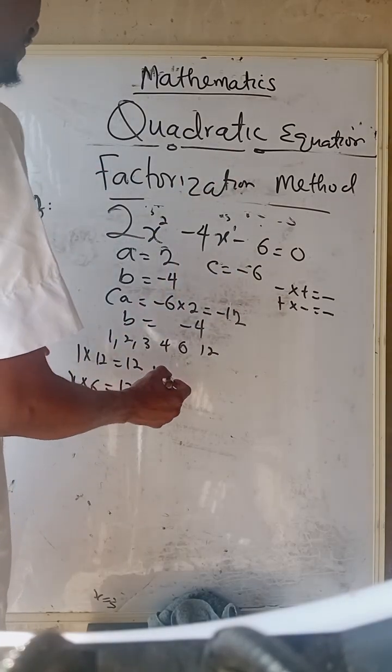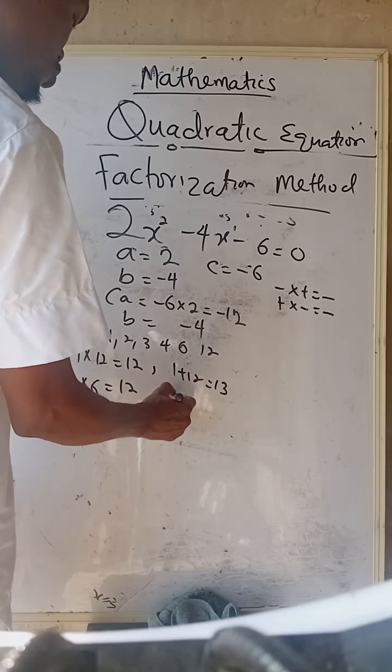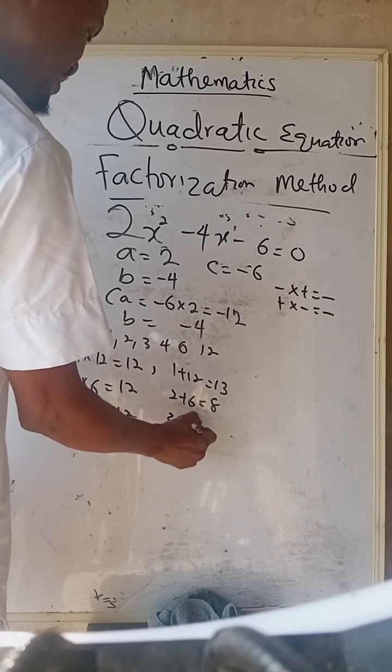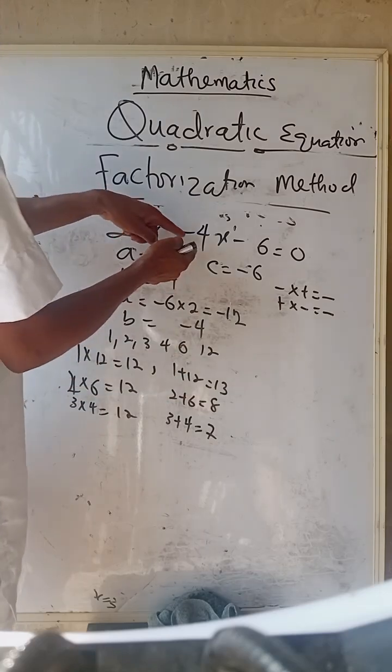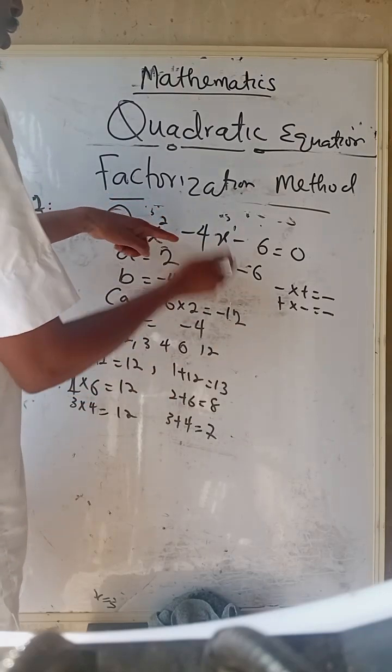Now, if I do 1 plus 12 is 13, 2 plus 6 is 8, 3 plus 4 is 7. You have 13, you have 8, you have 7. None of them equals this one, which is -4.